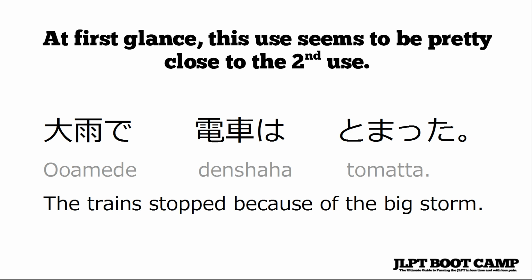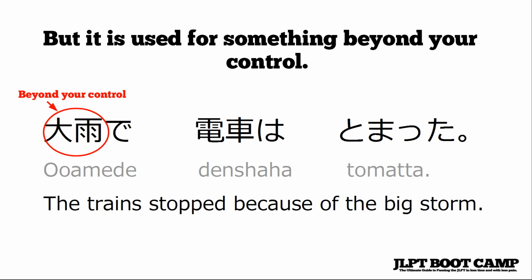That's not exactly correct English, but you can understand that the heavy rain is what caused the train to stop. The big difference here is that o ame is something beyond your control, and that's when we use this de. If it's something beyond your control and it causes something, that's the relationship, that's the reason why the train stopped, then we use de in that particular situation.